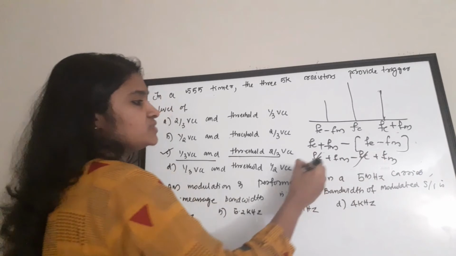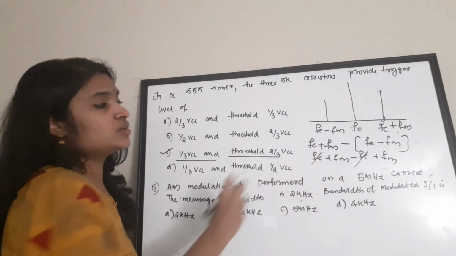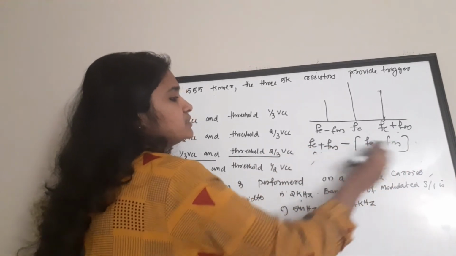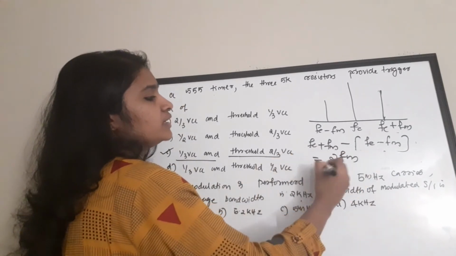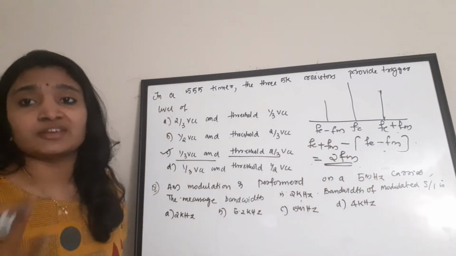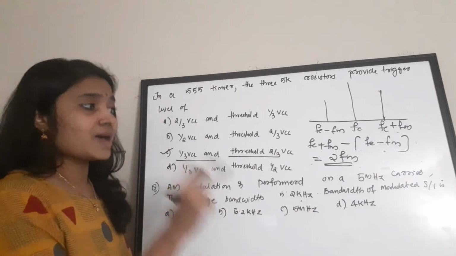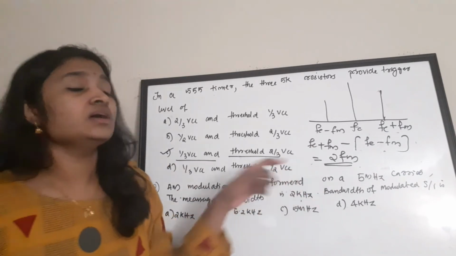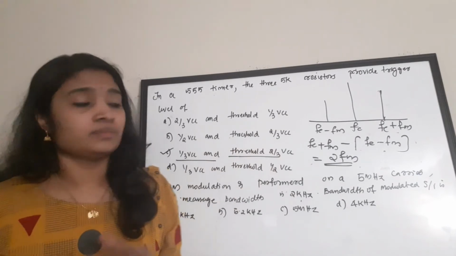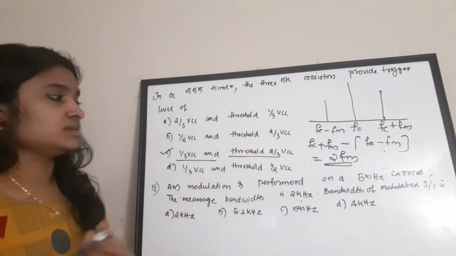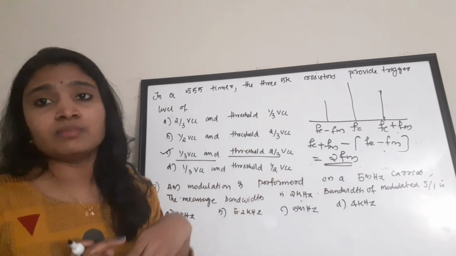So this FC and FC will get cancelled. So what is the equation we are getting for the bandwidth? It is 2 times FM, right? FM is the maximum frequency of your message signal, or your input signal, or your modulating signal. So 2 FM is the bandwidth.